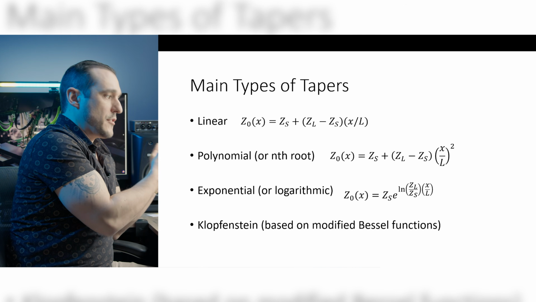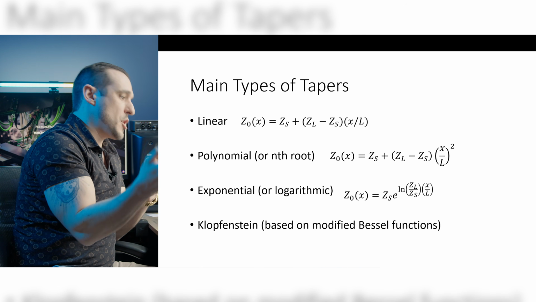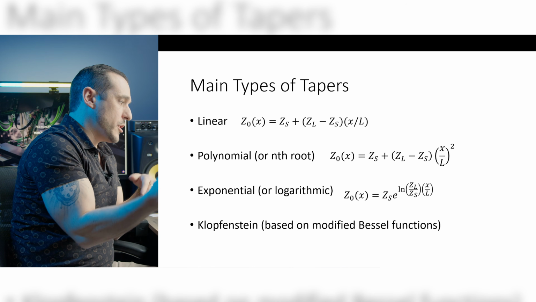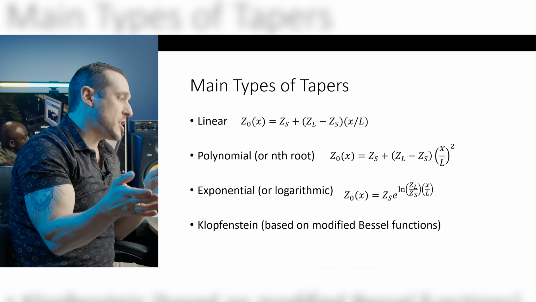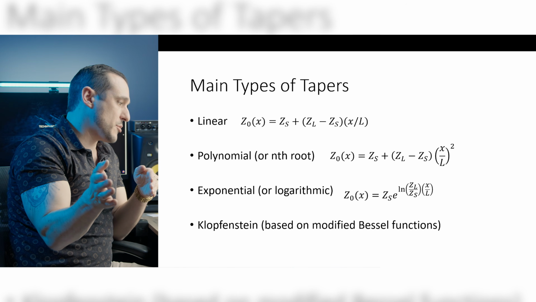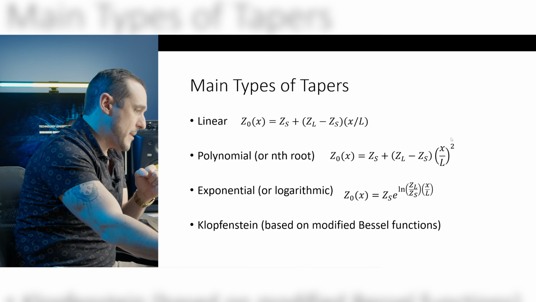Now there are some common impedance profiles that you can use. Here, for example, you have the linear profile, you have an exponential profile, you have a polynomial profile, or you have another profile called the Klopfenstein taper, which we're going to look at here in just a moment, which is based on modified Bessel functions.